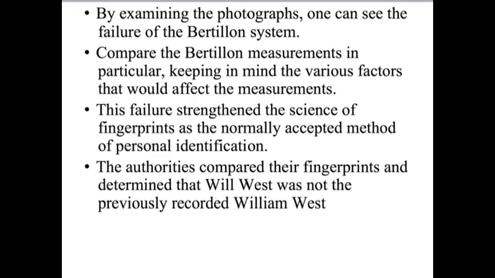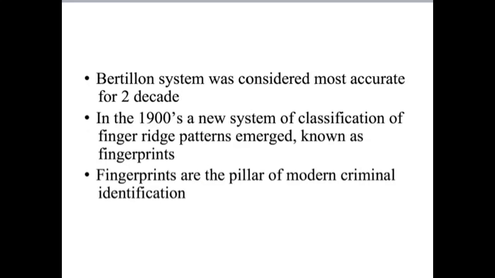The fact that this failure occurred really started to push our measurement system closer and closer towards the fingerprint system. The authorities did compare their fingerprints and eventually were able to determine that Will West and William West were not actually the same person. The Bertillon system was still considered accurate almost 20 years after that. Eventually, though, fingerprint ridge patterns were identified, and fingerprints are now the pillar of modern criminal identification.